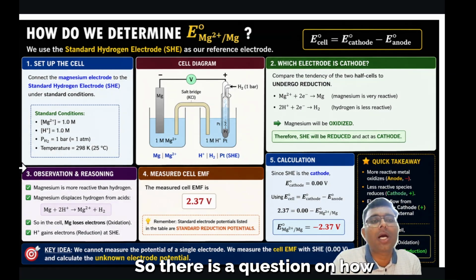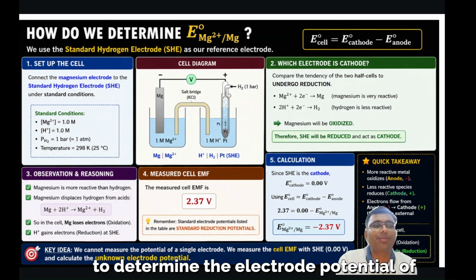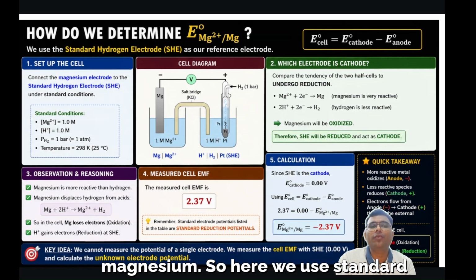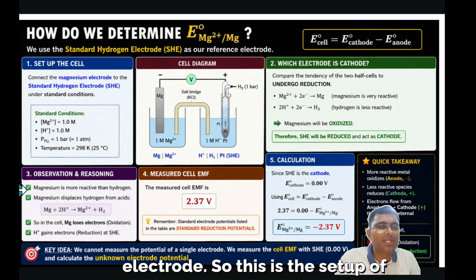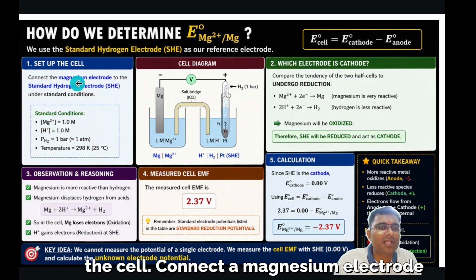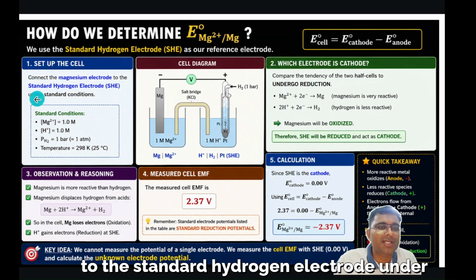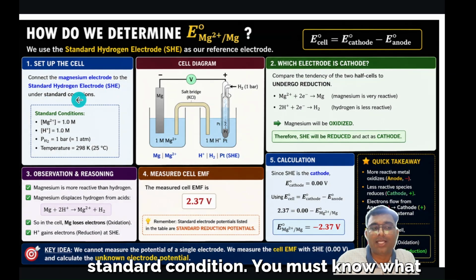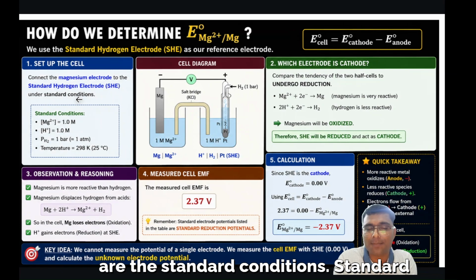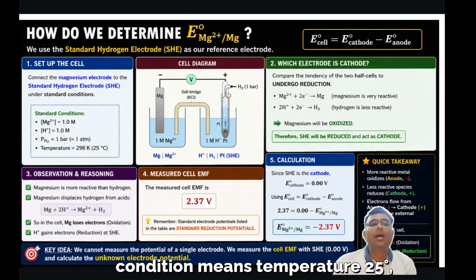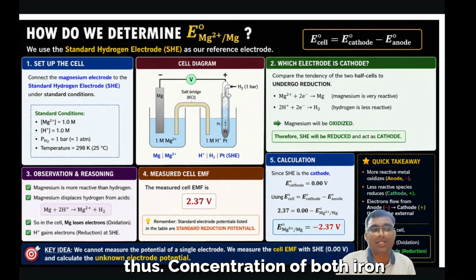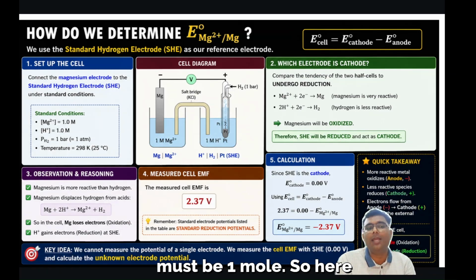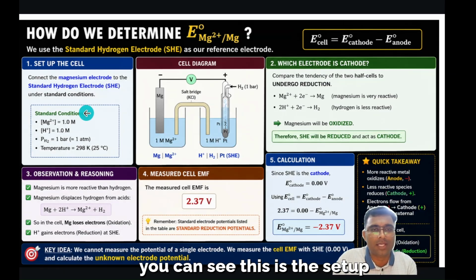So there is a question: how to determine the electrode potential of magnesium? Here we use the standard hydrogen electrode as a reference electrode. This is the setup of the cell. Connect a magnesium electrode to the standard hydrogen electrode under standard conditions. You must know what the standard conditions are. Standard condition means temperature 25 degrees, pressure 1 bar or 1 atm, and the concentration of both ions must be 1 mole. Here you can see the setup cell diagram.